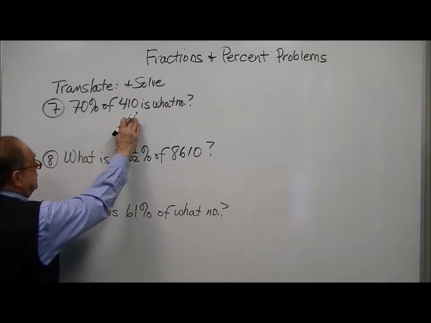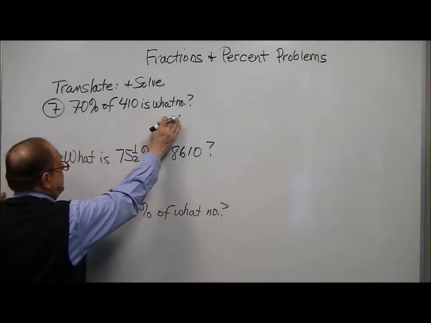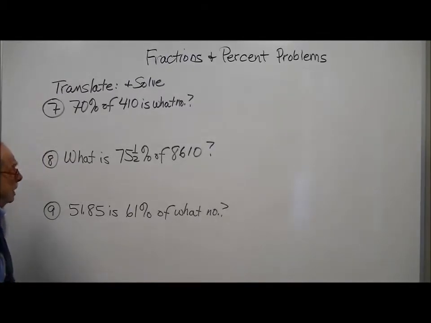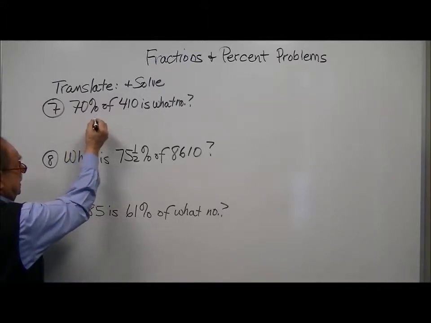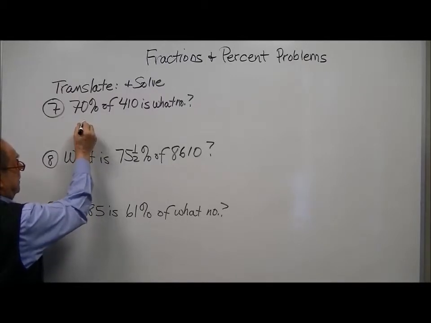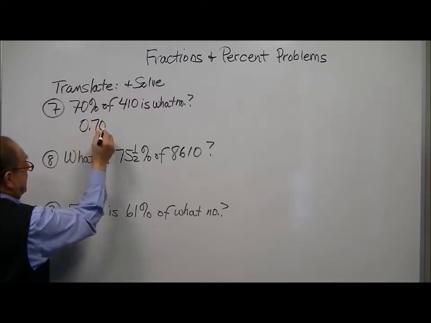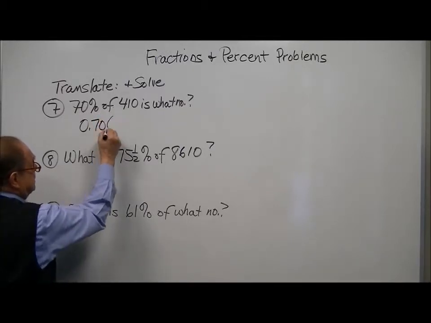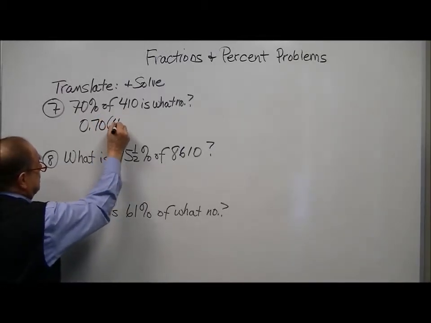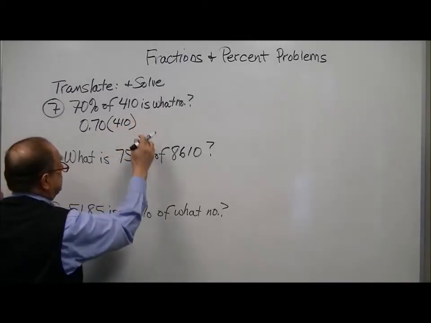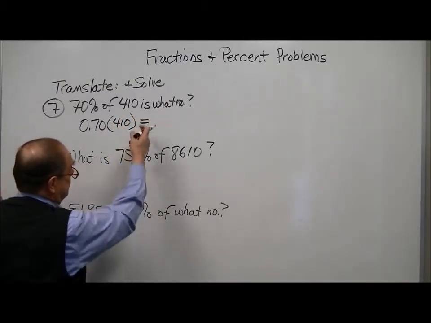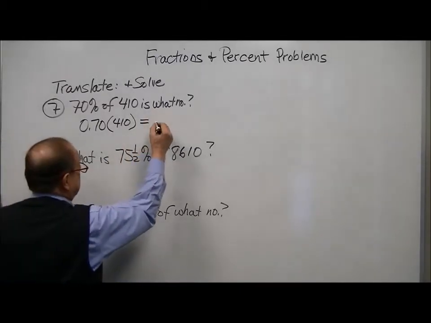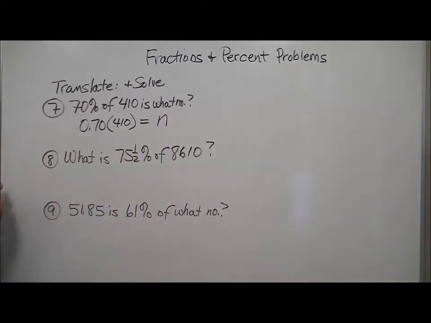70% of 410 is what number? Well, these are short, so you don't have to read too much, but you need to understand what's going on. So we convert the 70% into a decimal fraction. The word "of" translates into multiplication. "Is" translates into an equal sign. And then "what number" we can call N. So that's the basic equation for number 7.